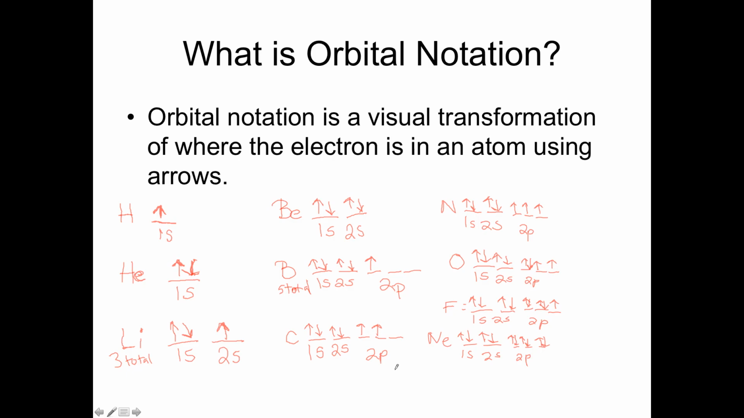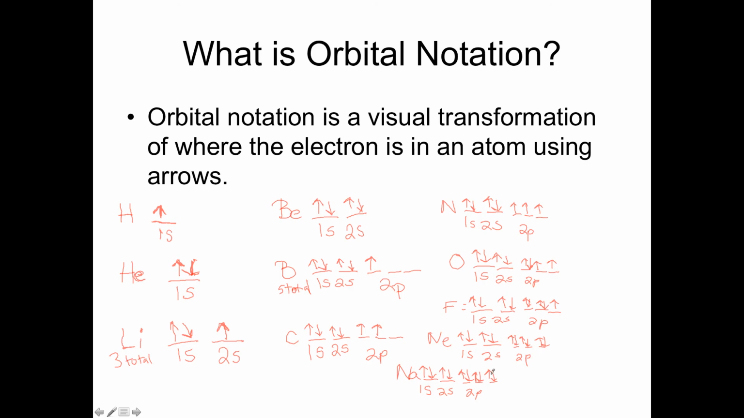Let's just try 1 or 2 more. Let's do sodium, because that's number 11 on the periodic table. I would start at 1s. I'd go up, and I'd go down. After 1s comes the 2s section. I go up, and I go down. After 2s comes 2p. Up, down, up, down, up, and down. And then 2p is now filled.